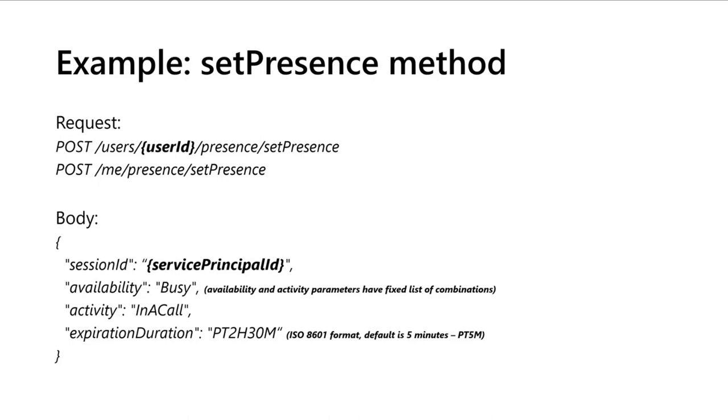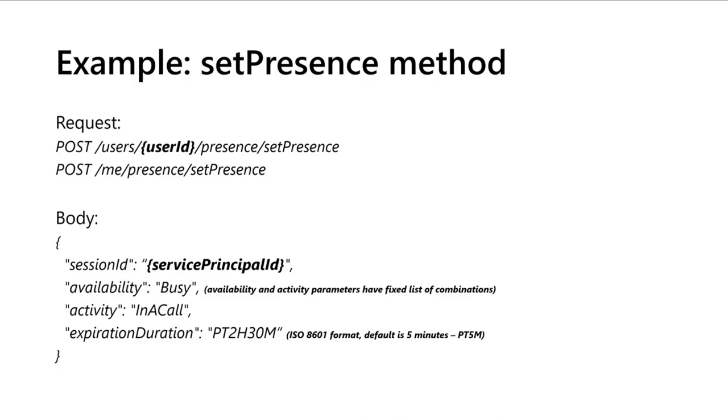And all these parameters are a fixed list of combination. You cannot set what you want. It's a fixed list. And you have also an expiration duration. It's an ISO 8601 format. Default is 5 minutes, PT5M. But in this example, you see PT2H30M, which is 2 hours and 30 minutes.